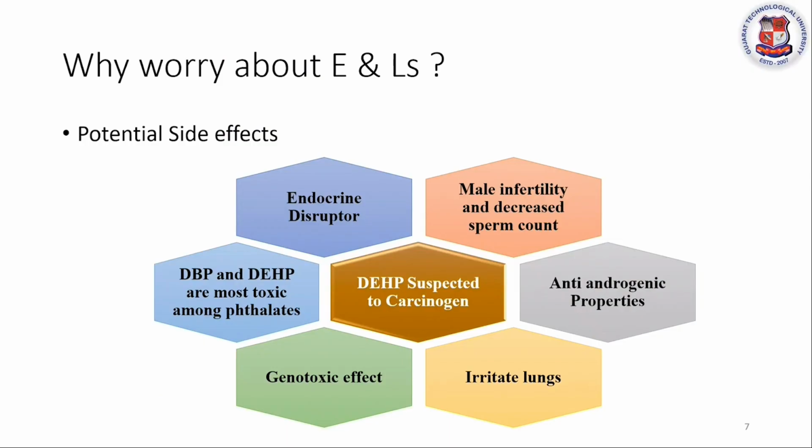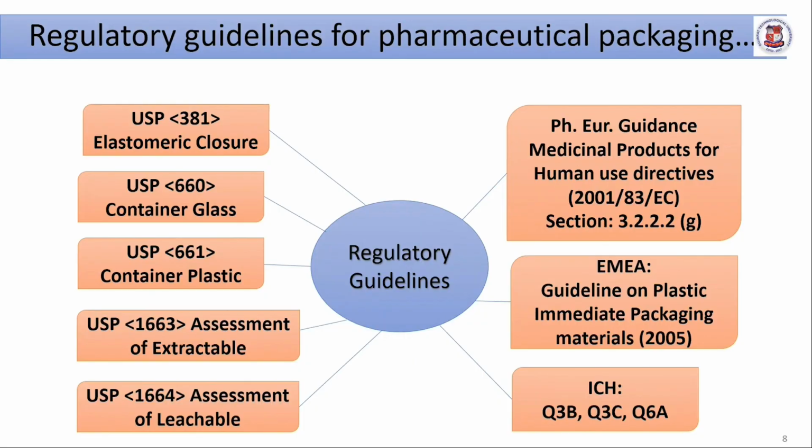So what are the side effects of these plasticizers, or phthalates, or extractables and leachables? They have side effects as endocrine disruptors. They may cause male infertility and decrease sperm count. They have anti-androgenic properties, they irritate the lungs, and they have genotoxic effects too. And out of all these phthalates, DBP and DEHP, diethylhexyl phthalate, are the most toxic compounds.